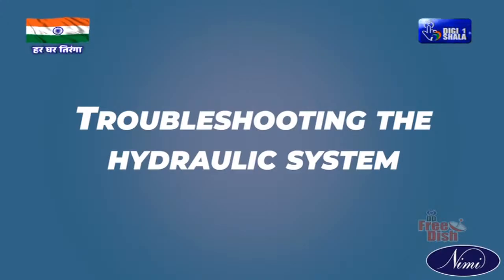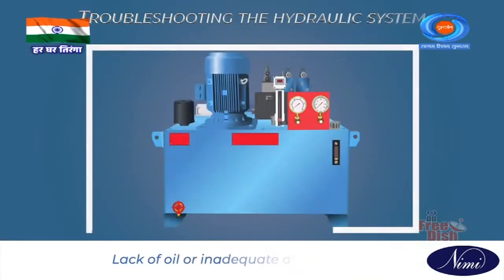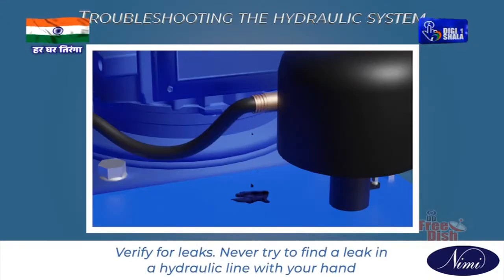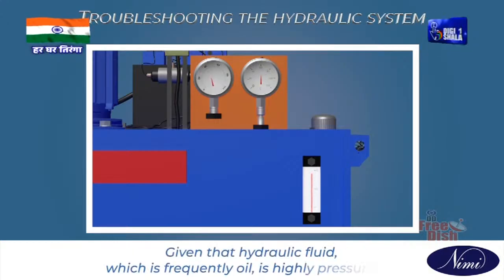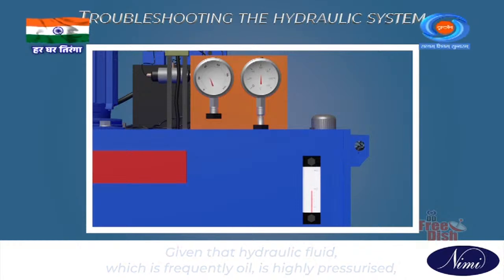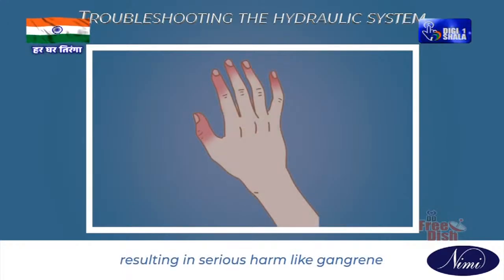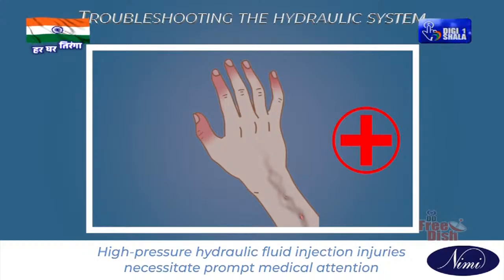Troubleshooting the hydraulic system. If the hydraulic system is inoperative, check for lack of oil or inadequate oil in the system, and verify for leaks. Never try to find a leak in the hydraulic line with your hand. Given that hydraulic fluid, which is frequently oil, is highly pressurized, compressed fluid released by a leak might pierce the skin or eyes, resulting in serious harm like gangrene. High pressure hydraulic fluid injection injuries necessitate prompt medical attention.